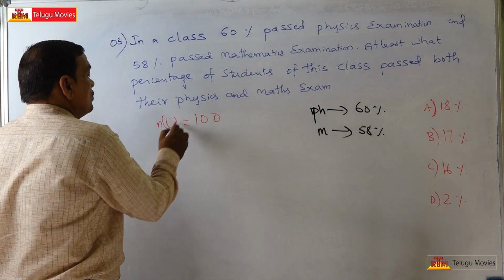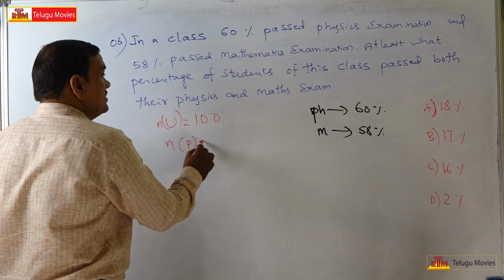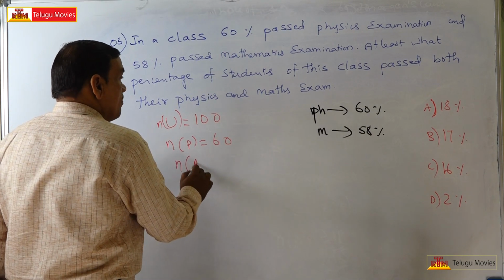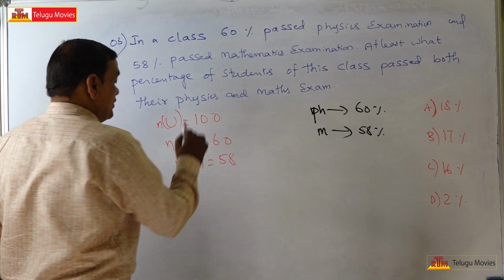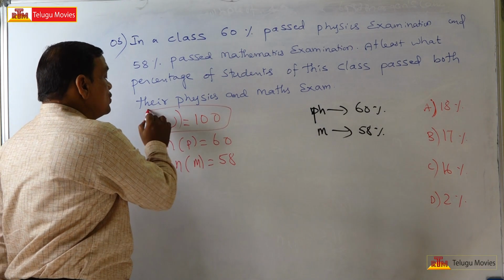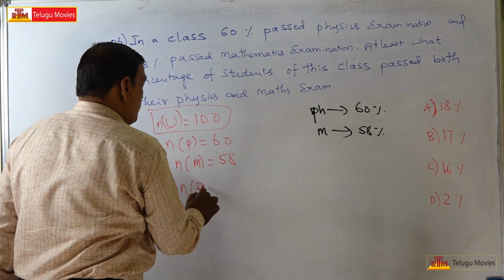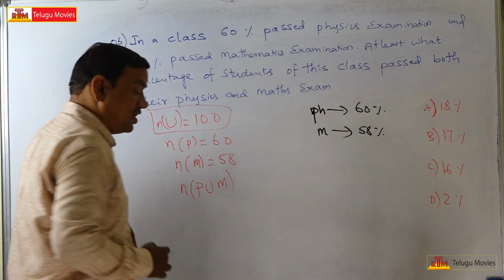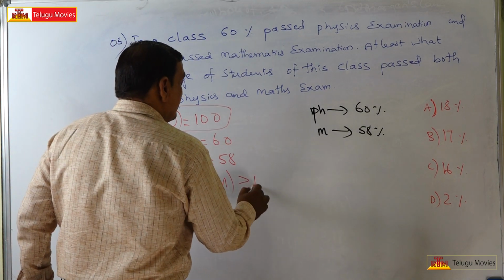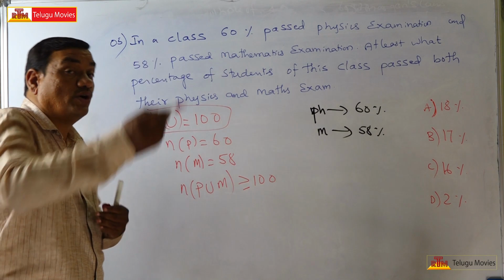So n of U is equal to 100. n of physics is equal to how many students passed? 60 students. n of maths, how many passed? 58 students. But try to understand here, in the school, n of P union M is greater than or equal to 100. Try to understand here, greater than or equal to 100.